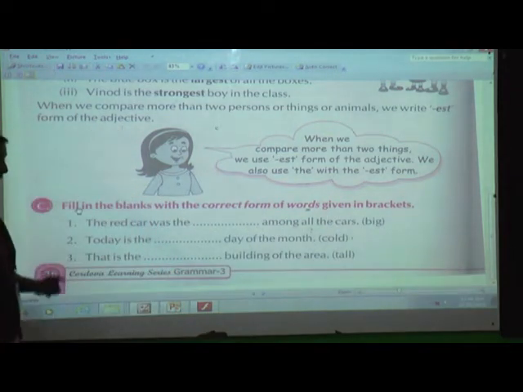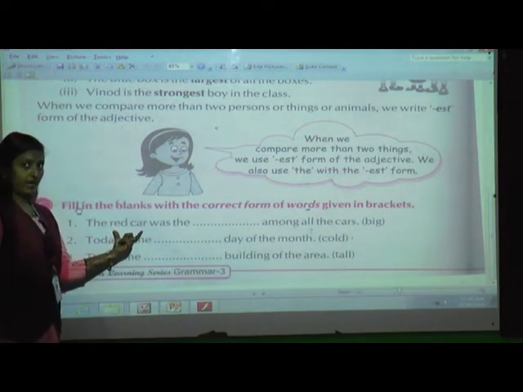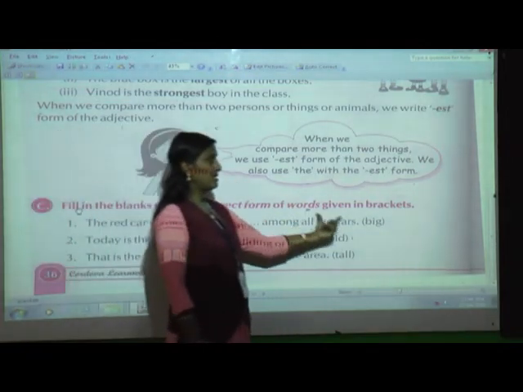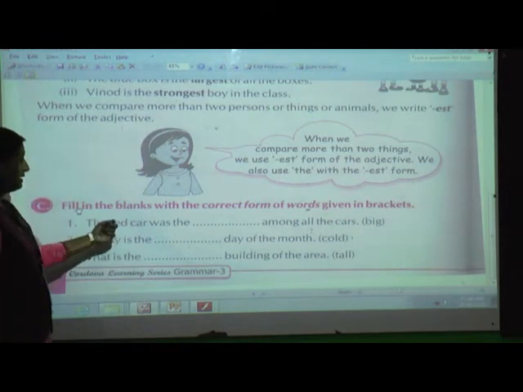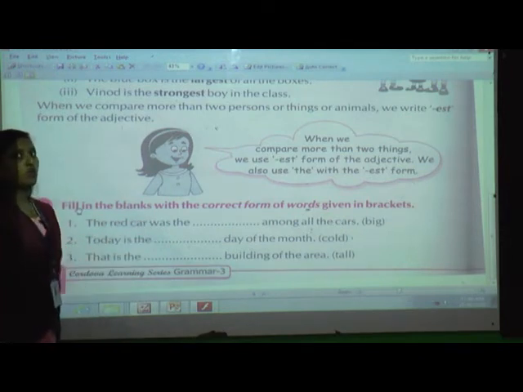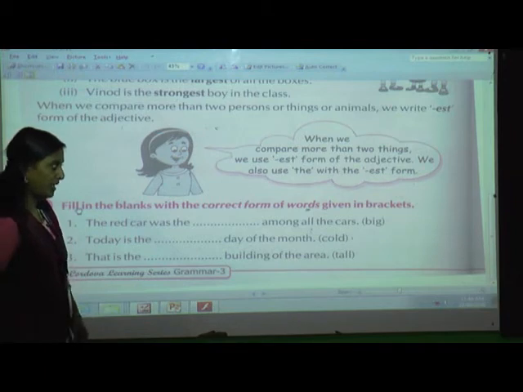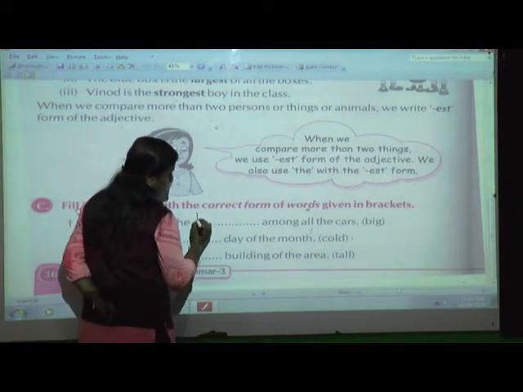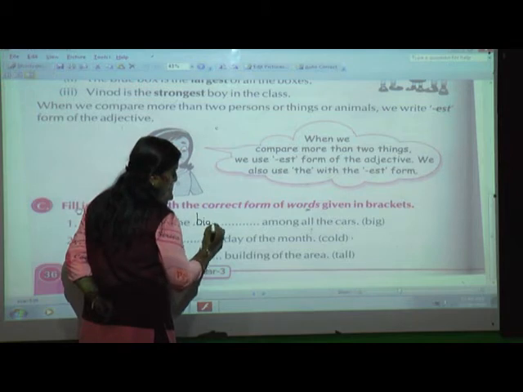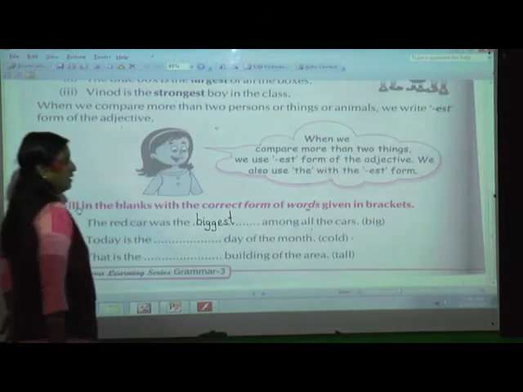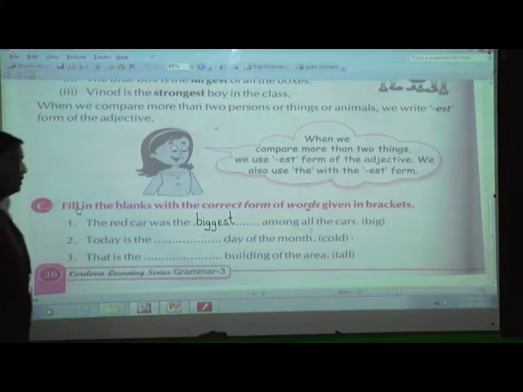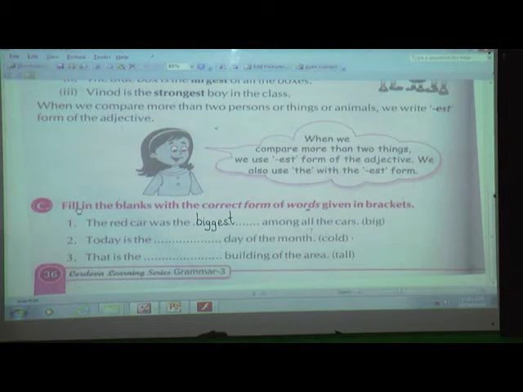And in bracket what word is given? Big. Now if you see here in this sentence, the red car has been compared with how many cars? Many cars. Among all the cars, means many cars are there, and in that the red car is big. So what we are going to do? EST form of the adjective. That time spelling will be changed. B-I-G, double G will come, and then EST. Here we are comparing more than two things. Done? Okay.